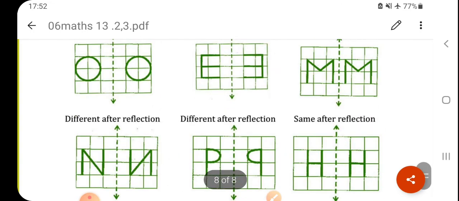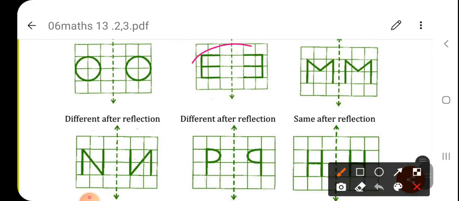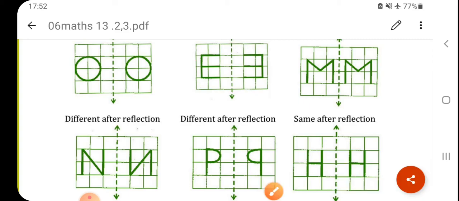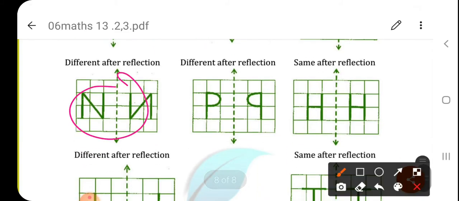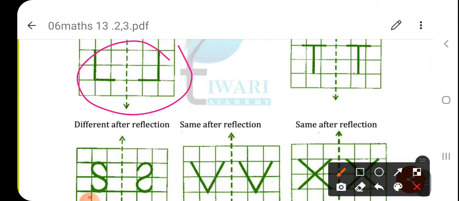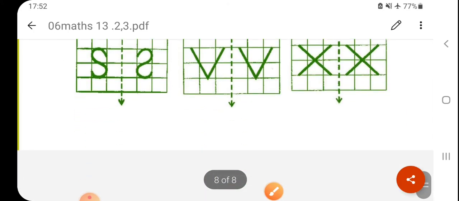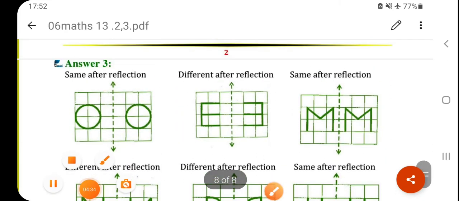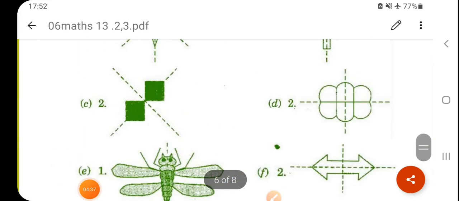You can see for the E, the mirror image is different. Same way for the N, letter P, it's different. For the letter L, it's also different. F, it's also different. Okay, so here this lesson is over.